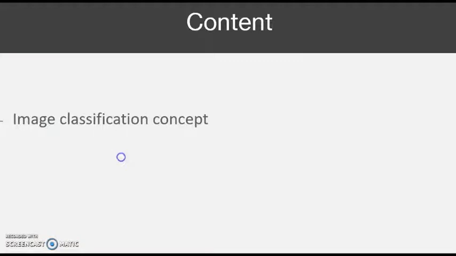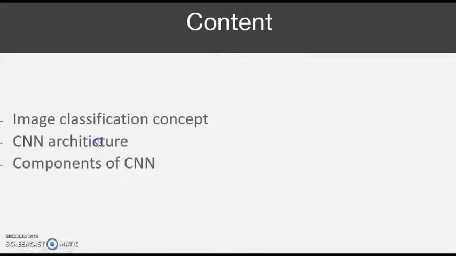The content of this video is going to be as follows. First, we'll talk about the image classification concept. Then we'll talk about the CNN architecture. Then we'll talk about the components of the convolutional neural network, and finally we'll have a sample code and we'll understand how we can implement the CNN in this code.